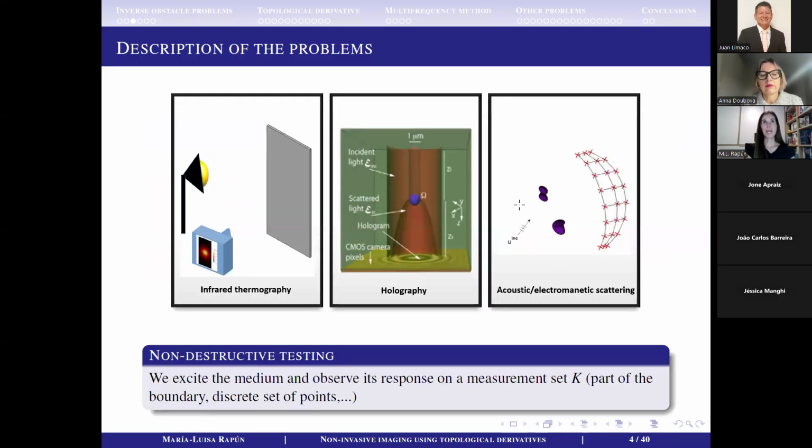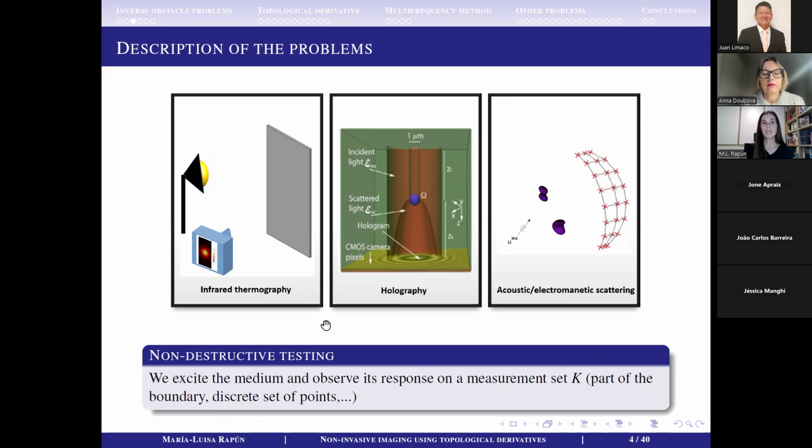For doing so, we are going to apply non-invasive or non-destructive testing, which means that we are going to interact with the medium without altering its properties. This means that we are going to generate some kind of excitation, and we will look at how the medium responds to our excitation. And we are going to have some measurement that will be called in general K, which will be part of the boundary or a discrete set of points.